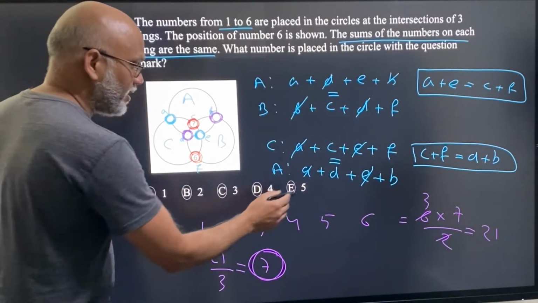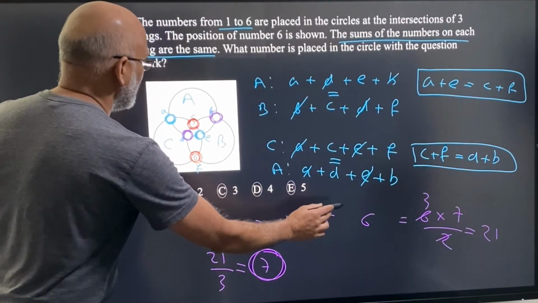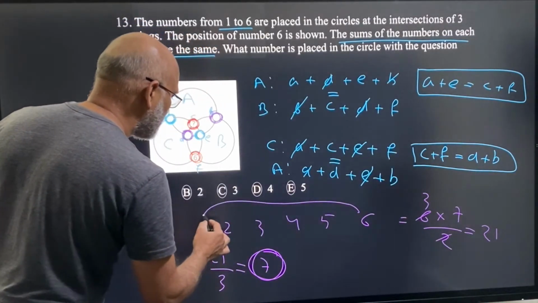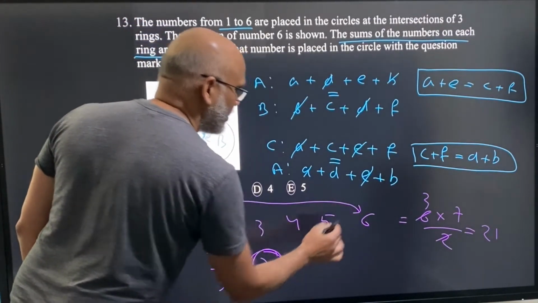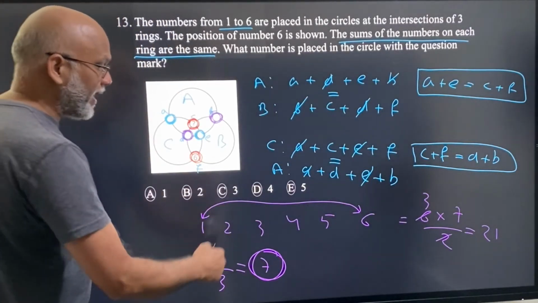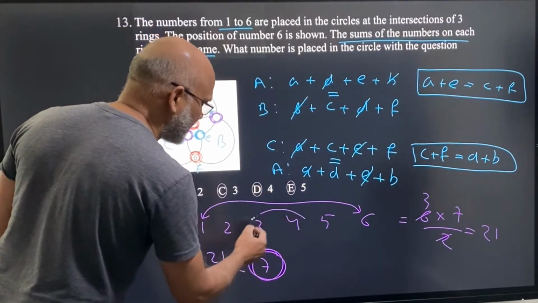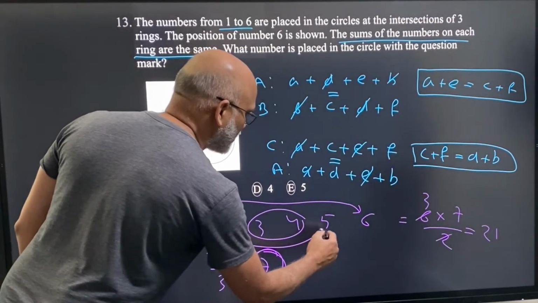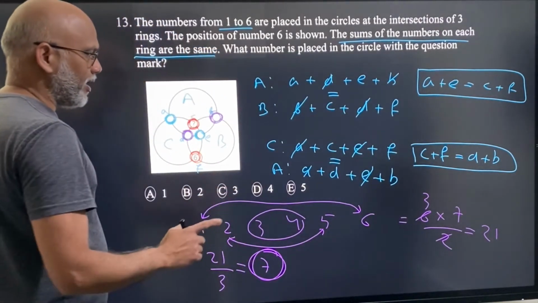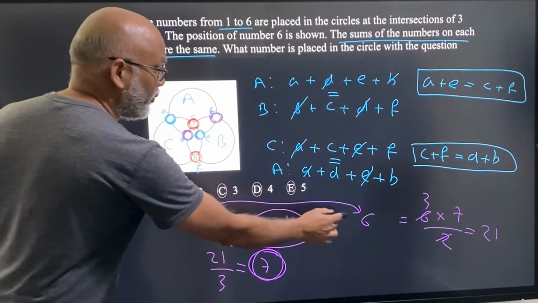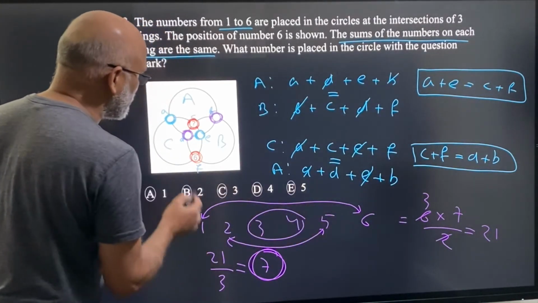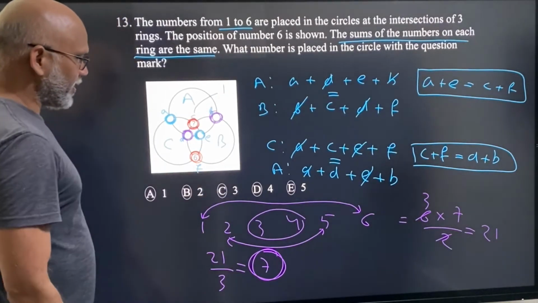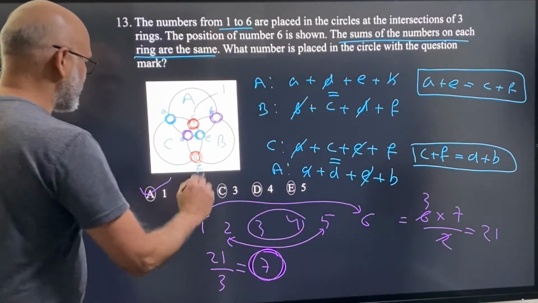That means 6 must go with 1. The other 2 pairs must then be 4 plus 3 is 7, and 2 can go with 5. Now, we already found that 6 goes with 1. So this C must be 1 then. Then A is the correct choice.